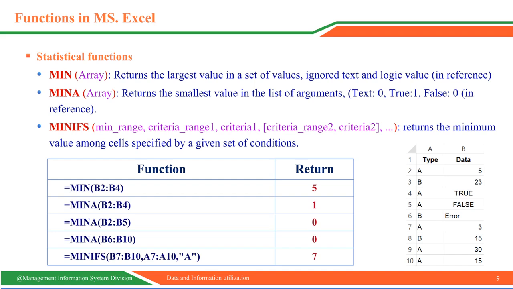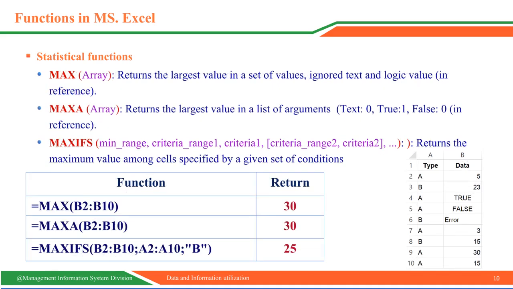Minifs returns the smallest value that meets one or more conditions. Example, minifs, B7 to B10, A7 to A10, A returns 7, because the values of type A in B7 to B10 are 7 and 30, and the smallest is 7.